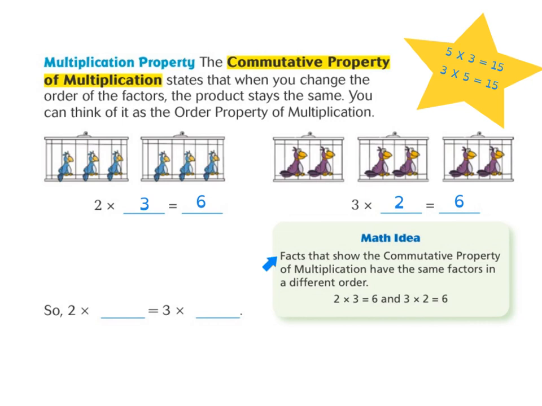So let's think of it this way. Facts that show the commutative property of multiplication have the same factors, just in a different order. So 2 times 3 is the same as 3 times 2.